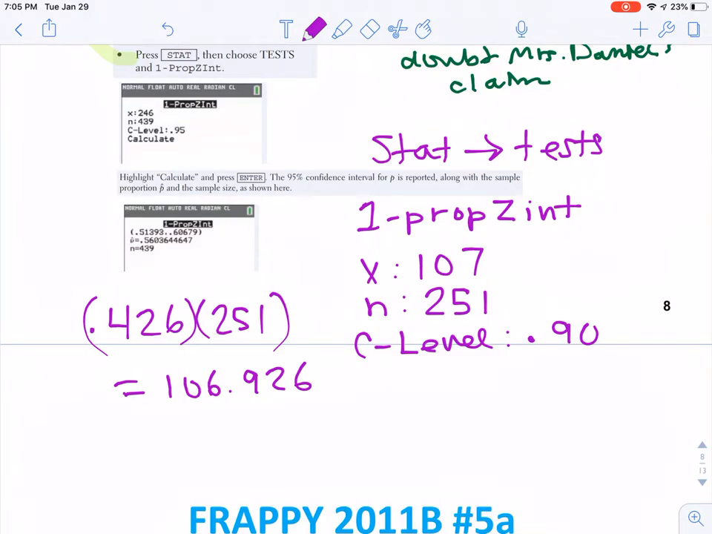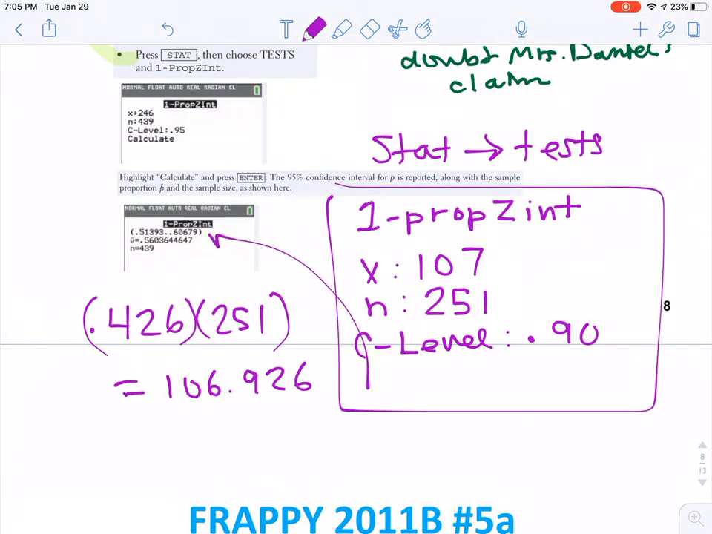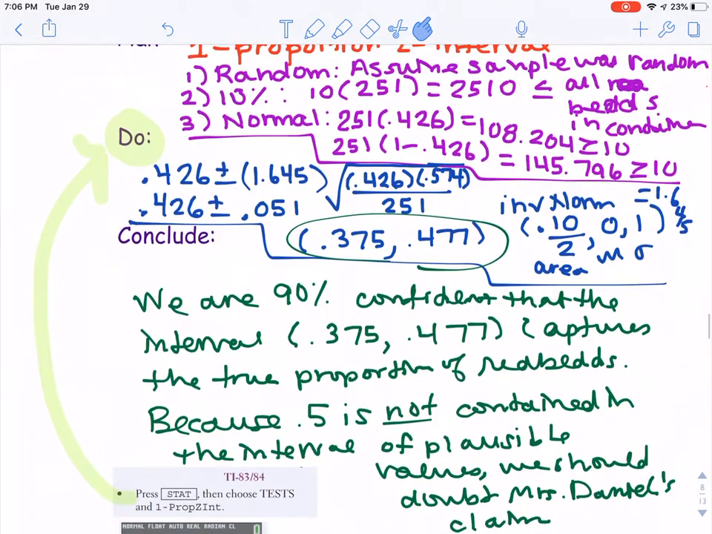When you do that, you can go ahead and do that on your calculator and press enter, and it should spit out, and this isn't the right one right here, but it should spit out the same confidence interval that you got up here when you did the formula.